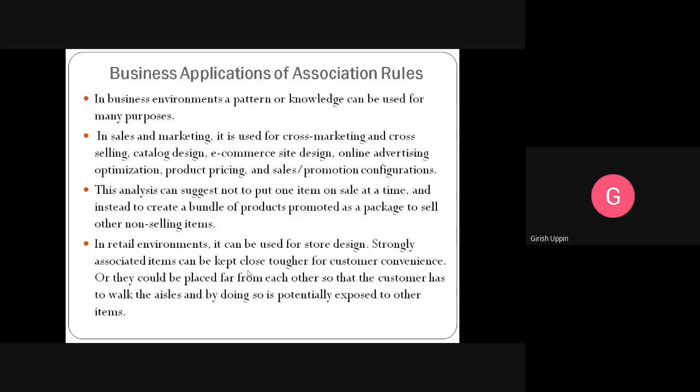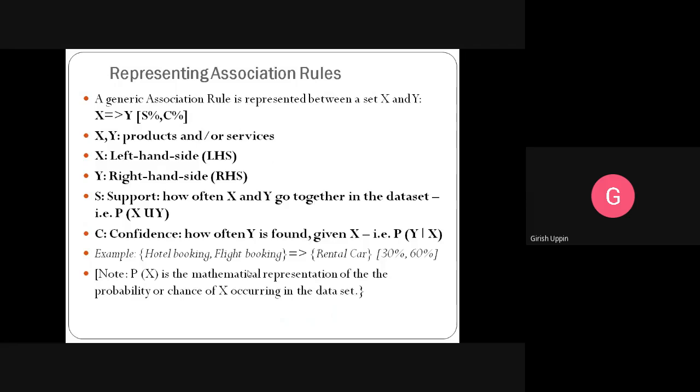In a retail environment, it can be used for store design. As I mentioned earlier, you can keep the frequently bought items together, so that the customer can pick all of them, or you can keep them at different places, so that while the customer is looking for those items, he will get a chance to look at other items as well. In the field of medicine, this technique can be used for the relationship between symptoms and illness, diagnosis and patient characteristics or treatments, genes and their functions. So there are many things where we can find association rules.